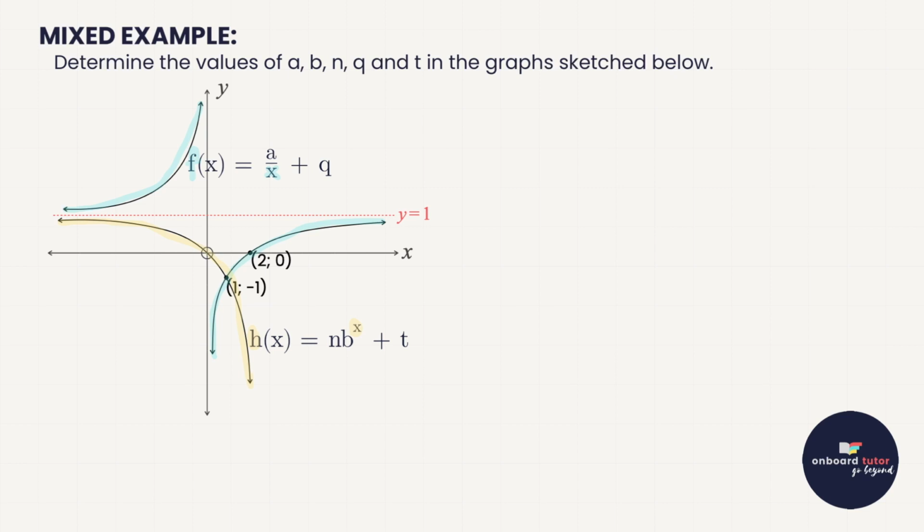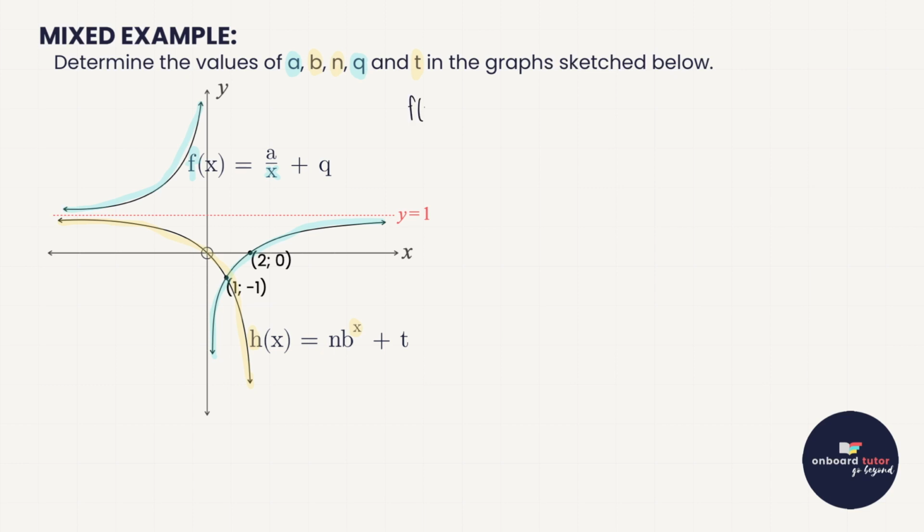Basically, all of these letters that they're looking for are variables in these two equations. So a and q are variables in the hyperbola's equation, and b, n and t belong to the exponential graph. All right, so all we actually need to do is just work out these equations, and then we'll be able to figure out what these values are.